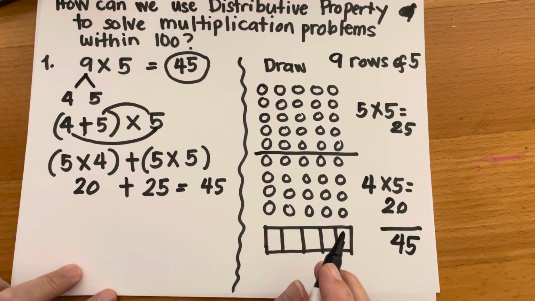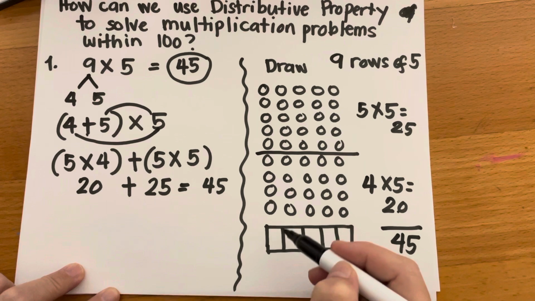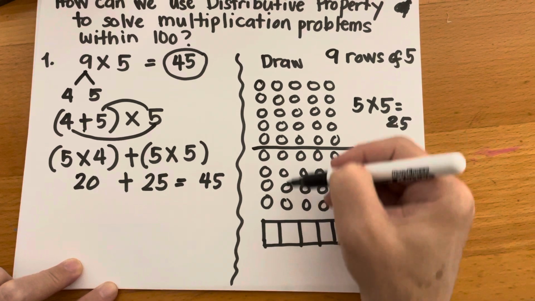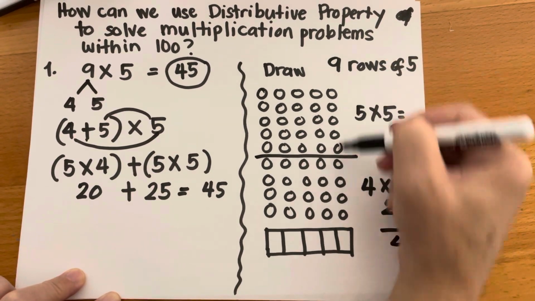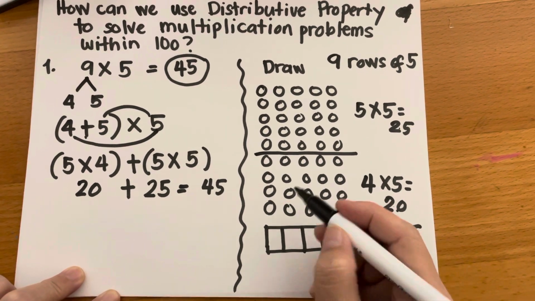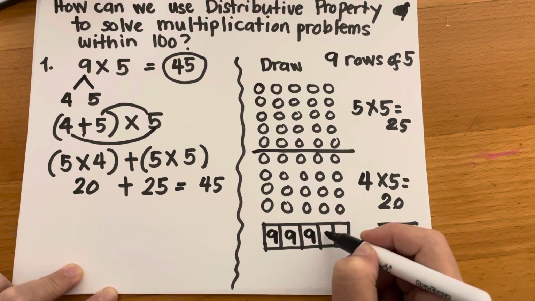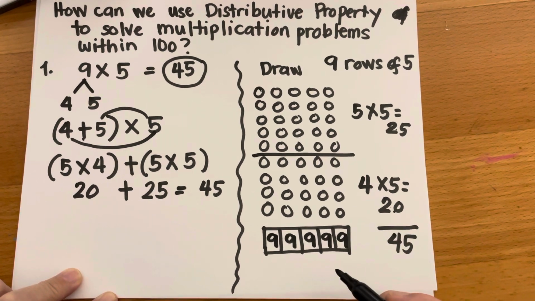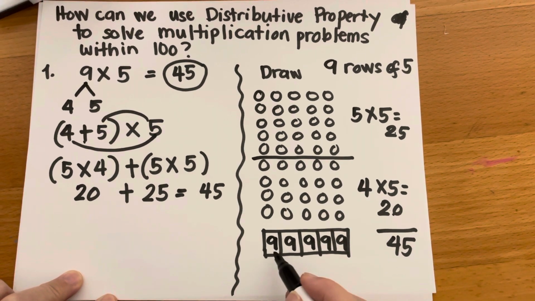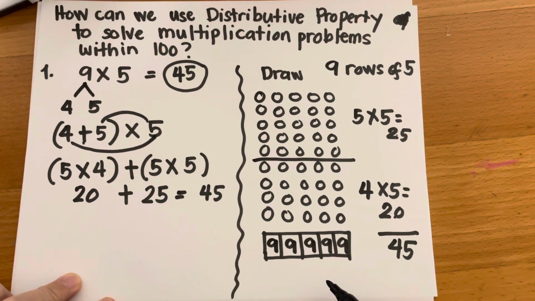Now, strategy number 3. You can draw counters like this, and you are going to label each column. So you have columns 1, 2, 3, 4, 5. So there are 5 columns, right? How many in each column? 9. This one also is 9, this one is also 9, 9, and 9. So how many 9s are there? 5. Very good. So you have 5 groups of 9, or 5 rows of 9.